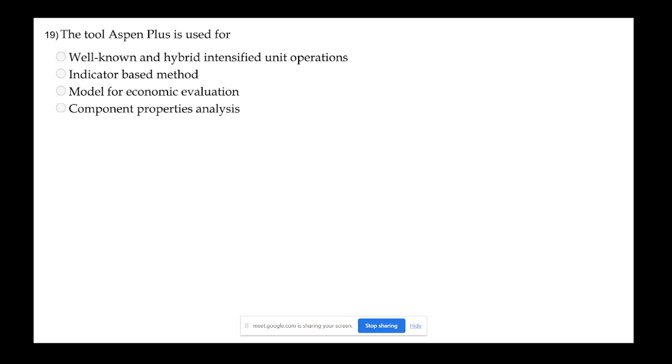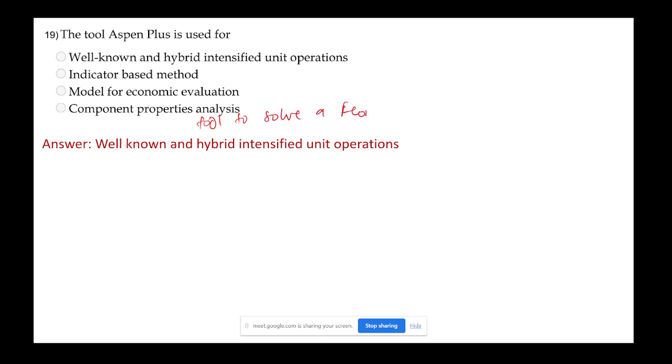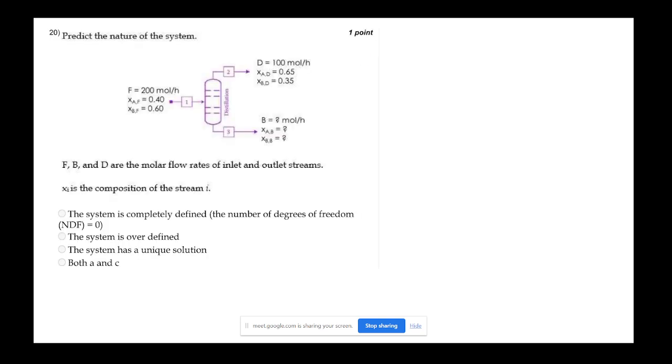Then the tool Aspen Plus is used for the solution of well-known and hybrid intensified unit operations, or it is an indicator-based method, or it is a model for economic evaluation, or it is component property analysis. So the correct answer is well-known and hybrid intensified unit operation solving, because it is a tool to solve a flow sheet. Any well-known or hybrid intensified process or operation you will be able to solve using Aspen Plus.